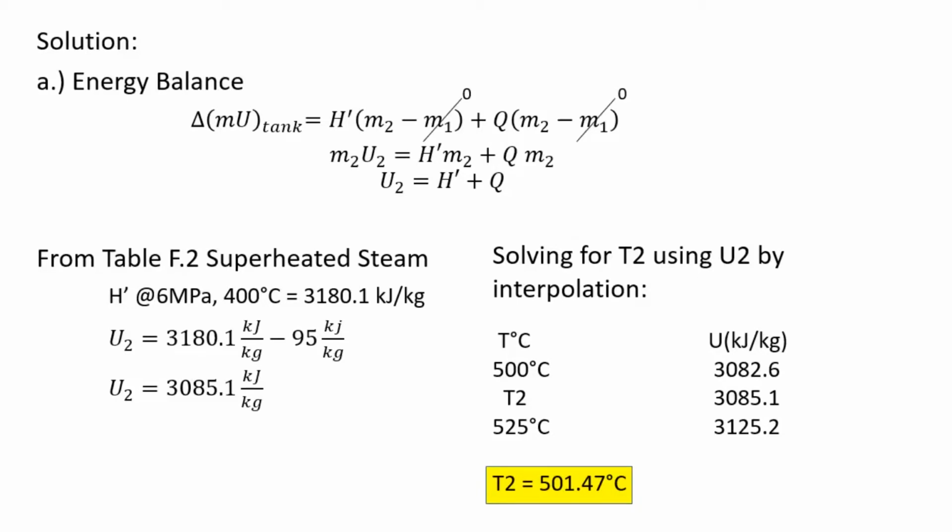With our energy balance, we can get that U2 is equal to H prime plus Q, and from Table F.2 superheated steam, H prime at 6 megapascals and 400 degrees Celsius is equal to 3180.1 kilojoules per kilogram. By using our values for U2, we can get the value of 3185.1 kilojoules per kilogram. And by using this for solving for T2 by interpolation, we can get that T2 is equal to 501.47 degrees Celsius.